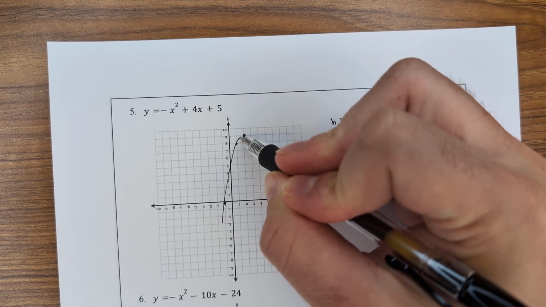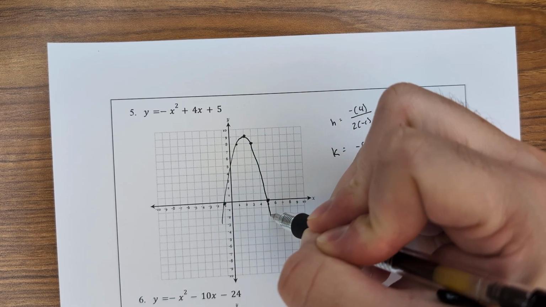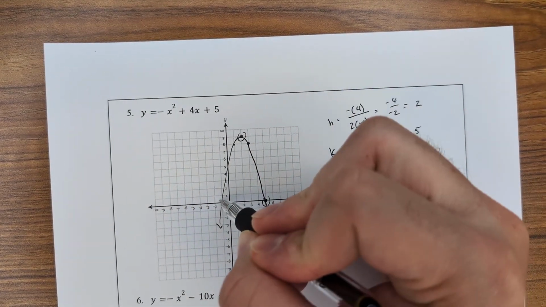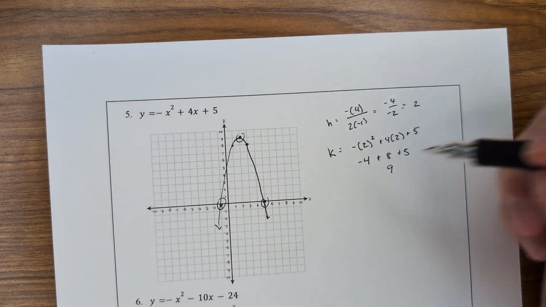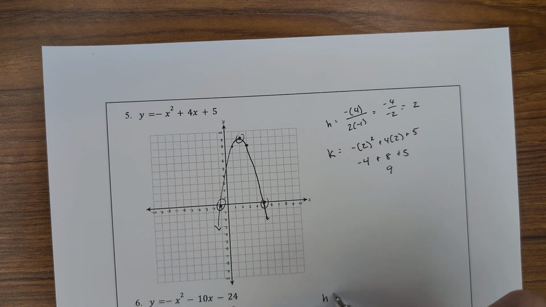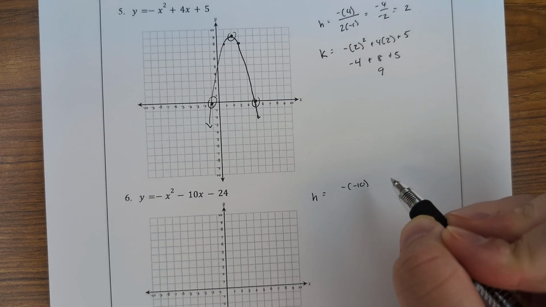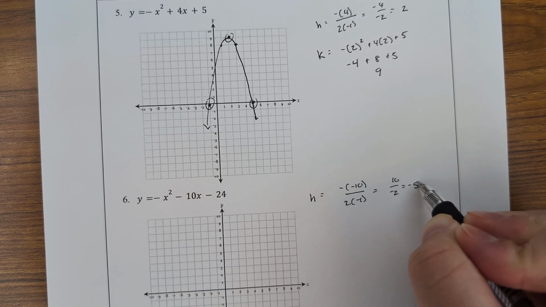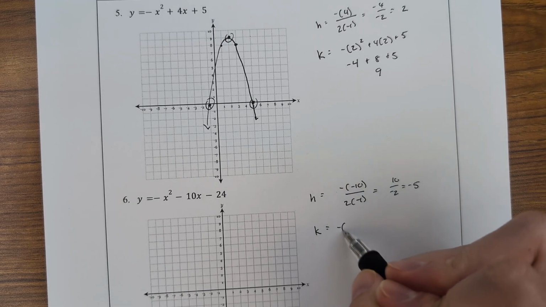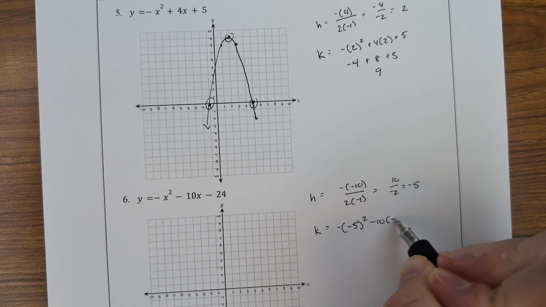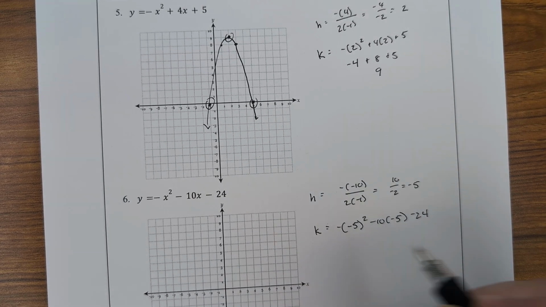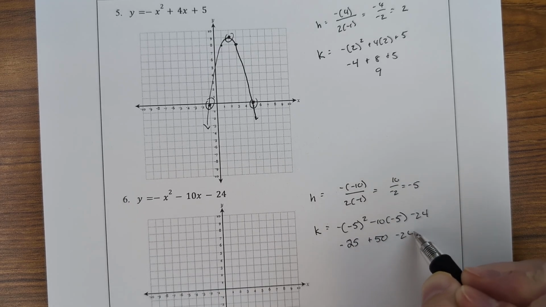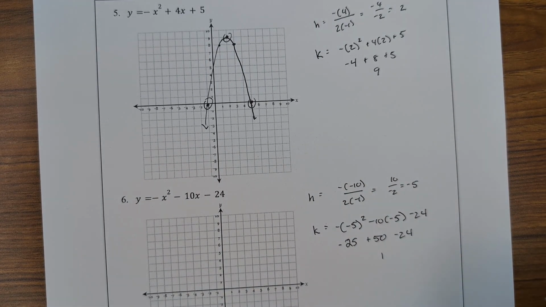So since I have to mark the intercepts, I don't want to use the over 2 up or down 4s because that does not give me the points I need. It will give me points on the parabola, I can draw it, but I don't have all the points that I need. So here, negative b over 2a, so that's 10 over -2 or -5. So for k, negative 5 squared minus 10 times -5 minus 24. So that's -25 plus 50 minus 24 is just 1.